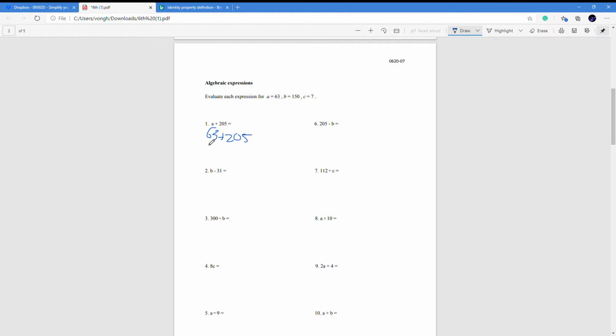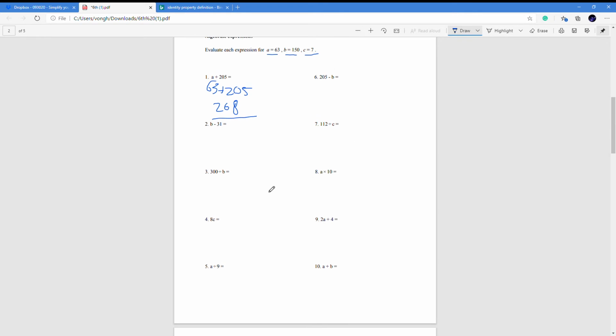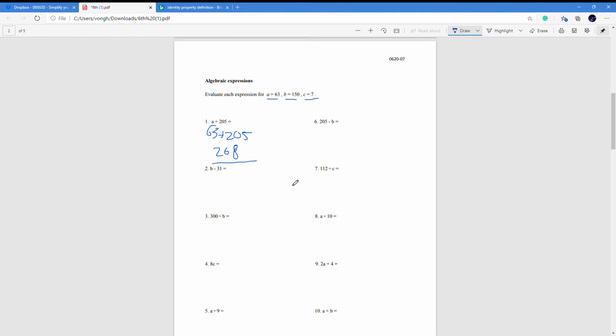So when you add 63 plus 205, you should get 268. That's your answer. For each of these problems, you just look for the value up here and plug it in, and then do the math. It's pretty straightforward too. So here you have a equals 63, b equals 150, and c equals 7. So you just make sure you plug in the correct number.